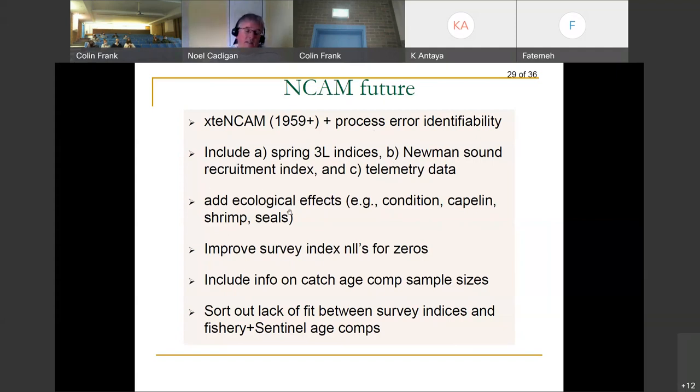This is basically the three bullets from Paul Regler, and this would be in addition. My wish list is to improve the survey index NLLs. I wish we had information on what the sample sizes were for the age sampling of the catch, and someone needs to sort out the lack of fit within NCAM now between the offshore bottom trawl survey indices and the fishery and sentinel age comps. The same problem exists in 3Ps cod on the South Coast.